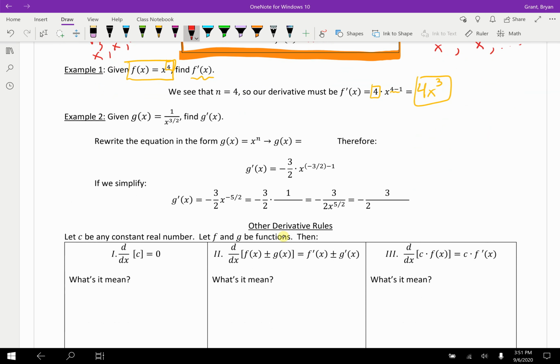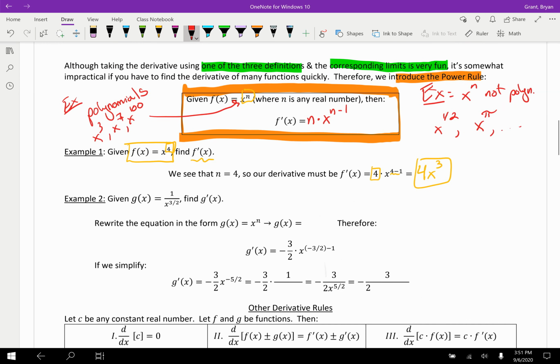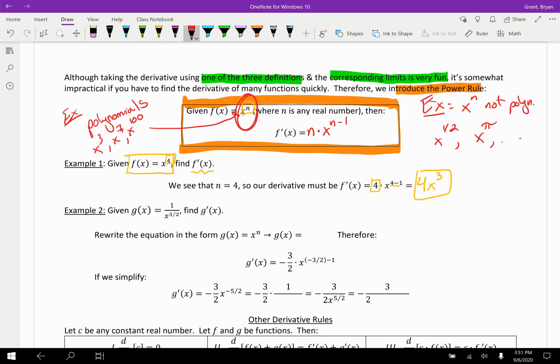Let's look at another. If we're given g of x equals 1 divided by x to the 3/2, find g prime of x. Well, in order to use the power rule, we need to rewrite it so it's x, top of a fraction, to a power.